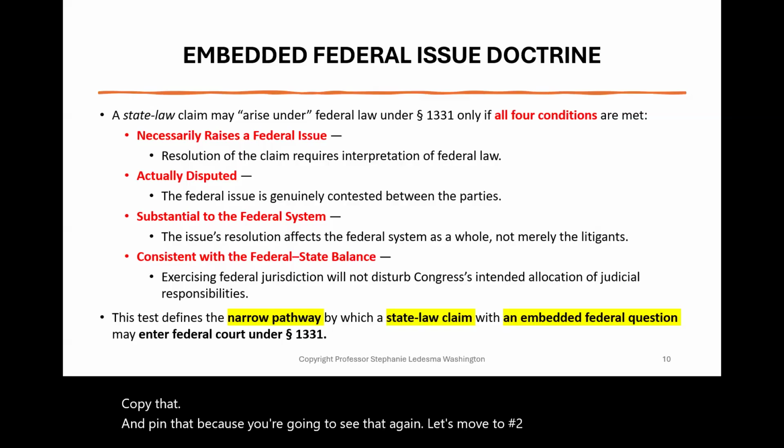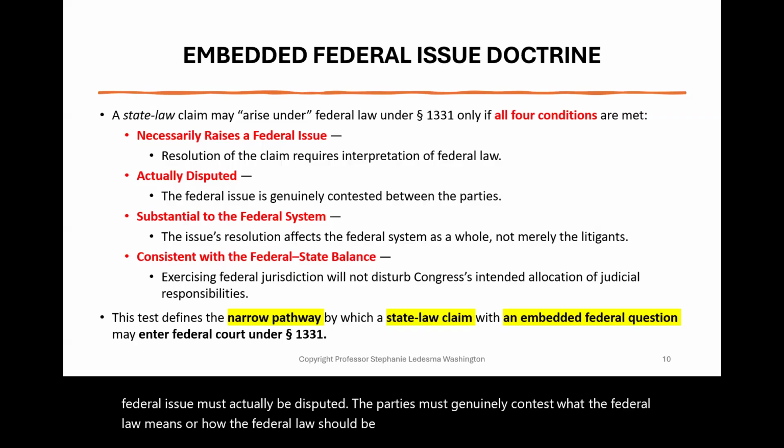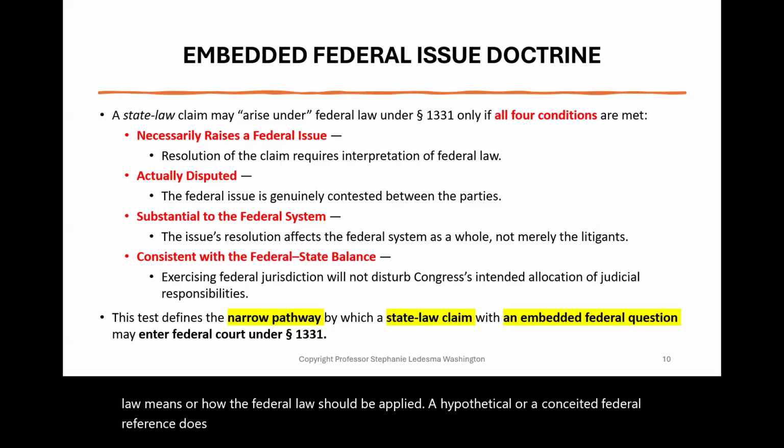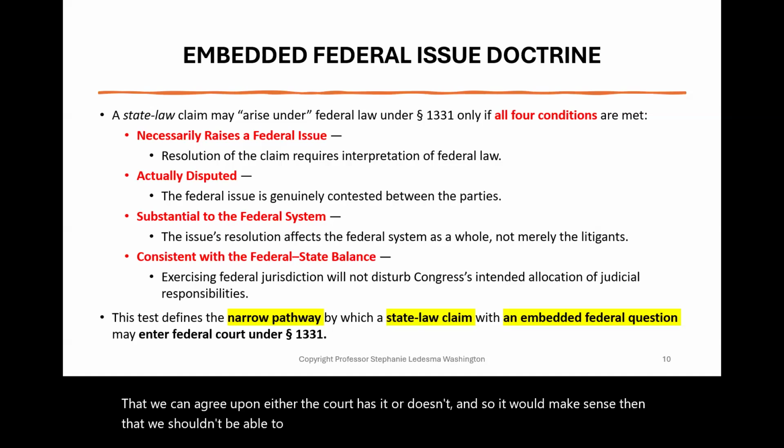Second, the federal issue must actually be disputed. The parties must genuinely contest what the federal law means or how the federal law should be applied. A hypothetical or a conceded federal reference does not get us federal question jurisdiction. And that should make some sense, right? Because subject matter jurisdiction is not something that we can agree upon. Either the court has it or it doesn't. And so it would make sense then that we shouldn't be able to concede a federal reference if we're trying to establish federal question jurisdiction, right?